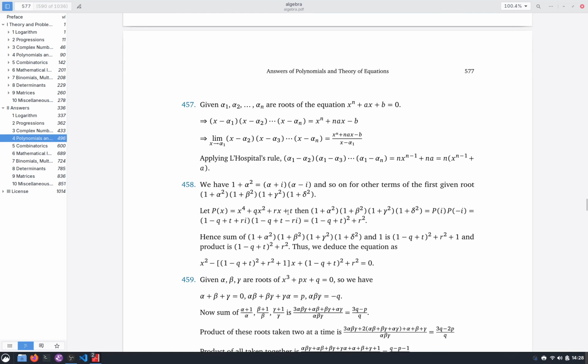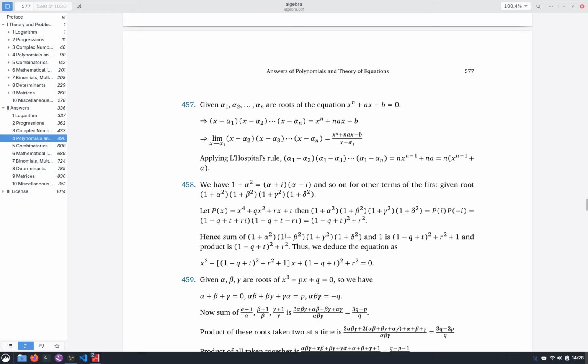Now it is given that p of x is equal to x to the power 4 plus qx square plus rx plus t. So we can say that (1 plus alpha square)(1 plus beta square)(1 plus gamma square)(1 plus delta square) is equal to p of i into p of minus i, because if you equate this, you get i and minus i as the roots. So we substitute that, and upon substitution we obtain (1 minus q plus t plus ri) into (1 minus q plus t minus ri). So this gives us (1 minus q plus t) whole square plus r square.